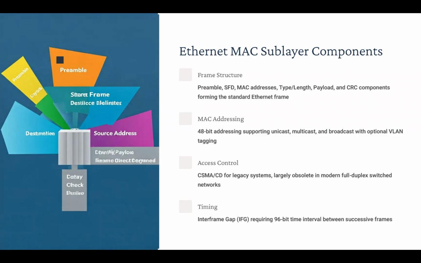From the access control perspective, in Ethernet MAC, the MAC layer in legacy shared media Ethernet uses carrier sense multiple access with collision detection to manage access by listening before transmitting and backing off after a collision. The collision windows and exponential backoff algorithm were applied to minimize repeated collisions on the shared bus.